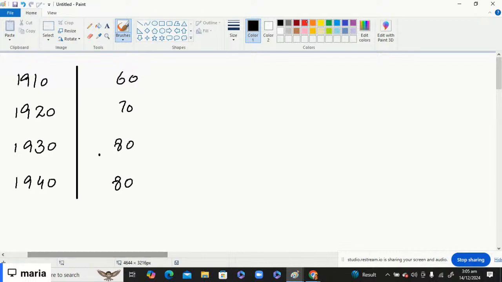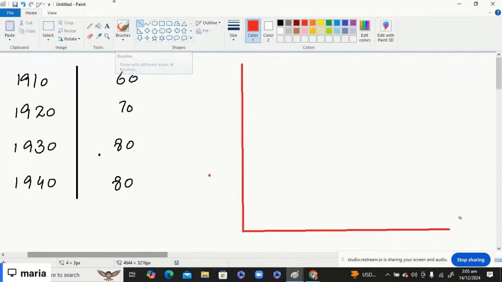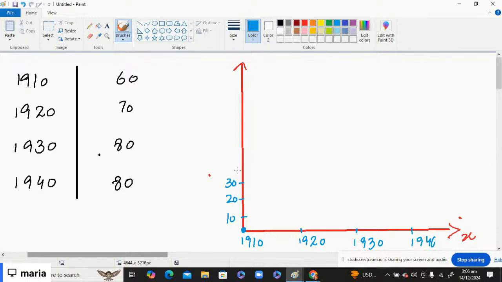And when we plot a graph for this, on the x-axis we are going to draw the years, and on the y-axis we are going to draw the consumption in kilograms. So next I'm going to draw here 1910, 1920, 1930, and 1940. And on the y-axis we are going to put 10, 20, 30, 40, 50, 60, 70, 80, and 90. Okay, now let's mark all these points on the graph.